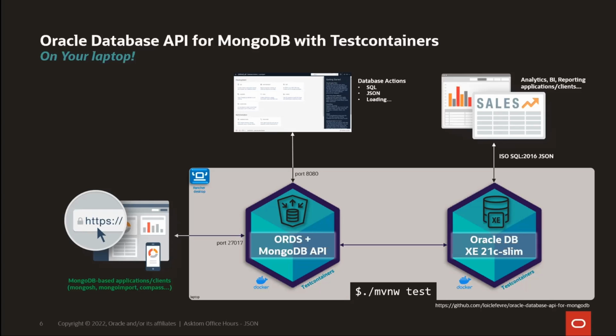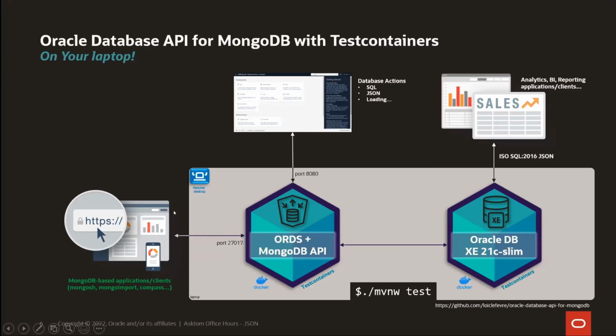So it will basically deploy 2 containers with dependencies managed. It will start the XC21C Slim image first, and then it will deploy the ORDS plus MongoDB API image, and it will link both of them over a network, right? Exposing port 8080 for me and 27017 for the MongoDB API. That's the kind of deployment you could have on premises as well, right? If you just remove Docker, you could have exactly the same thing.